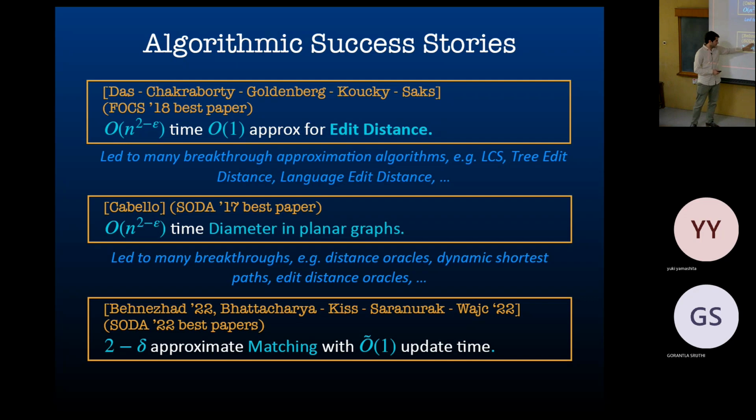And in a few weeks, the best paper at SODA, there are two papers, both with the same result. They got better than 2 approximation for matching in dynamic graphs with polylog n update time. Actually, it's 2 minus something. Actually, it's 23. Thanks. I don't know why I thought 22.